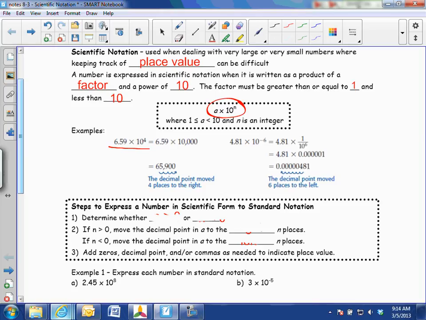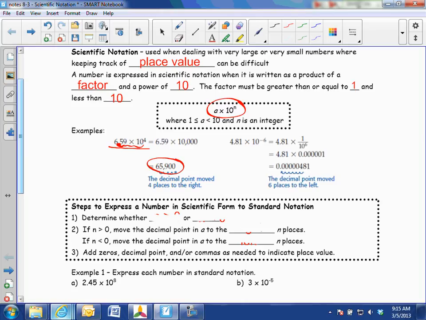Notice that we have a 6.59. The number in front of the decimal place has to be greater than or equal to 1, but less than 10. We go up to 9, but we can't go past 9. So the 4 means to move the decimal place 4 times. The decimal starts here, and I'm going to move it 4 times: 1, 2, 3, 4. In these little gaps where I don't have anything, we put zeros. So we end up with 65,900, because I'm adding 2 zeros after it.